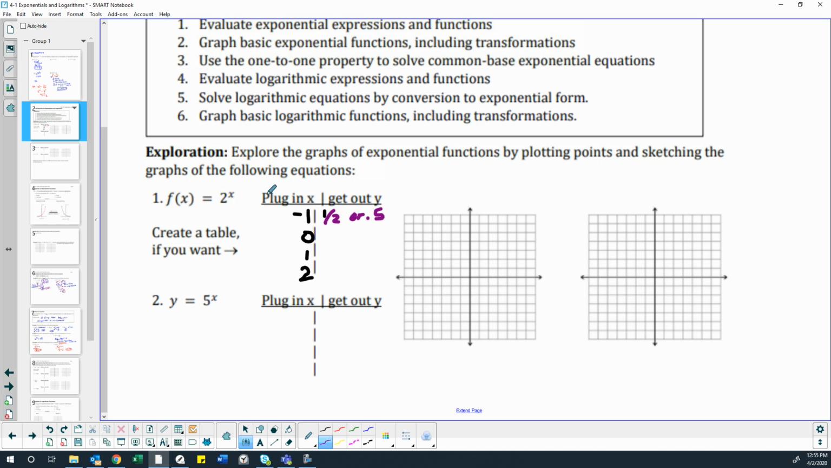Let's do 2 to the 0 power. Just a reminder that anything to the 0 power is 1. And then we have 2 to the first power, which will be 2. And then 2 to the second power, so 2 times 2 is 4. Let's go ahead and sketch these points. So negative 1, 1/2, 0, 1, 1, 2, 2, 4.